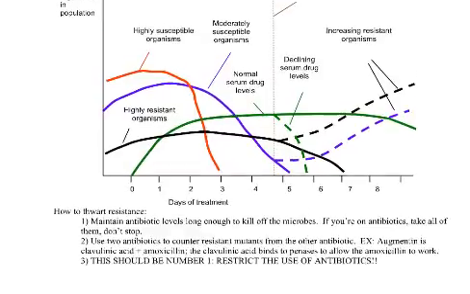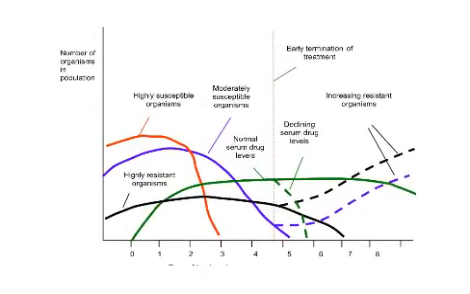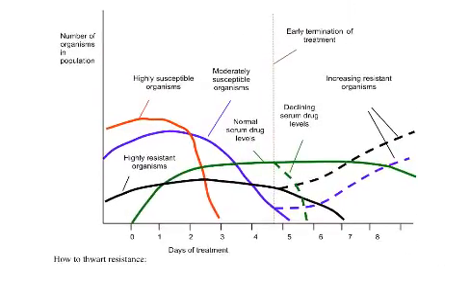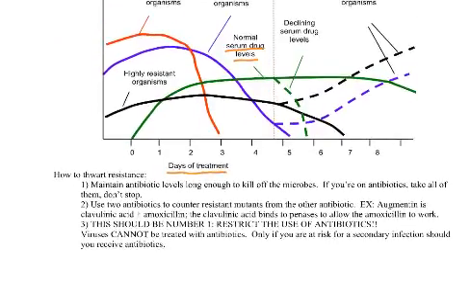Next, we're going to look at susceptibility of drugs. So the x-axis is the days of treatment, whereas the y-axis is the number of organisms. And then we're going to look at the different color lines, which represent what's happening with the serum drug levels over time as you take medications.